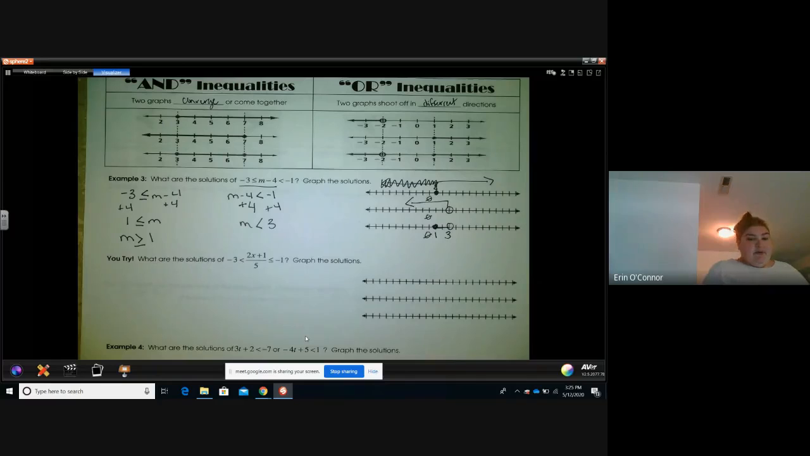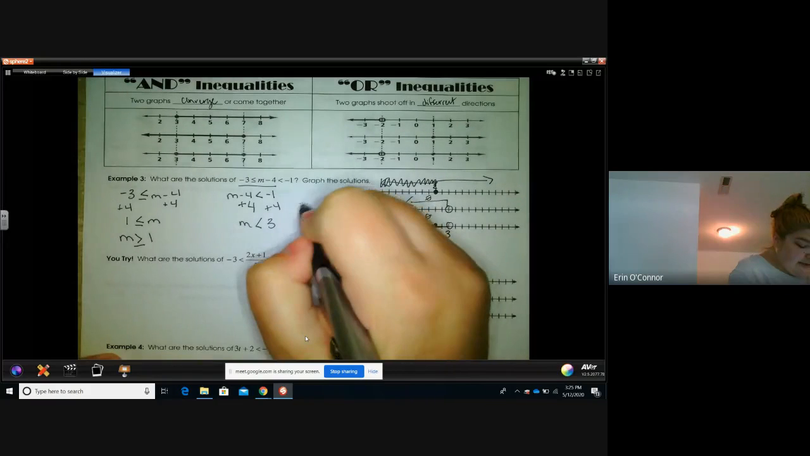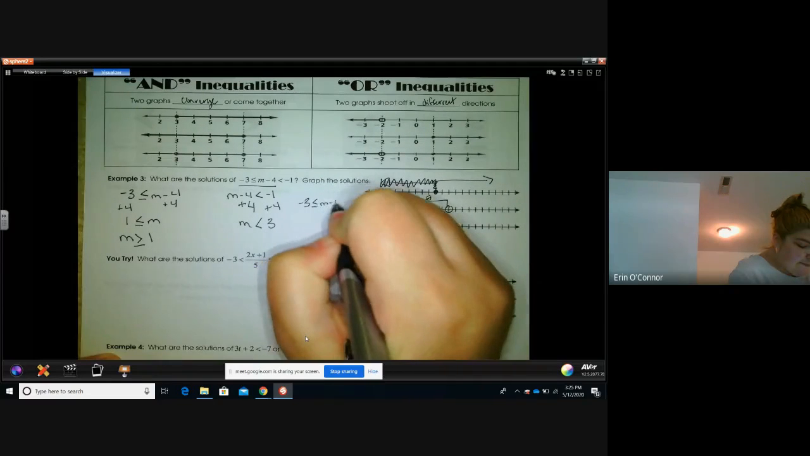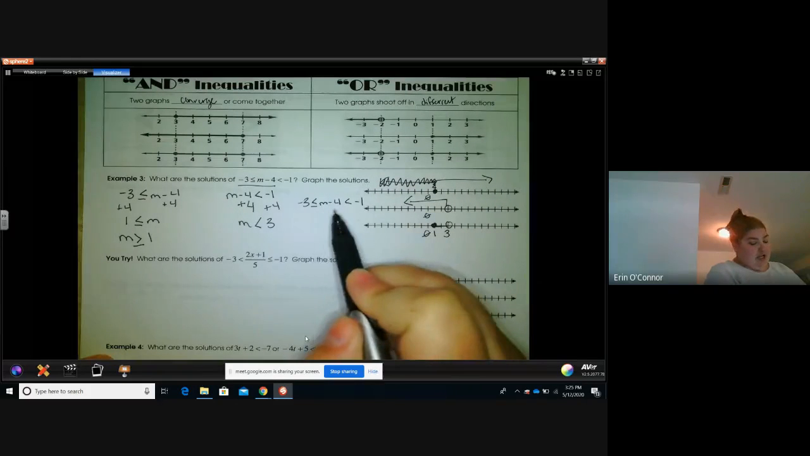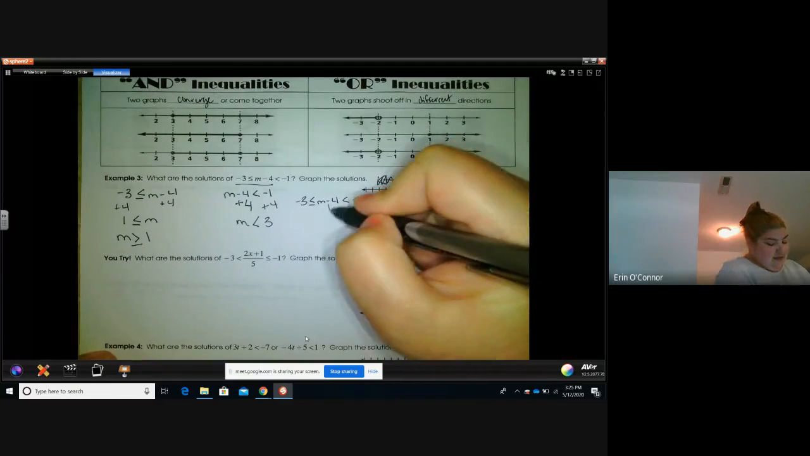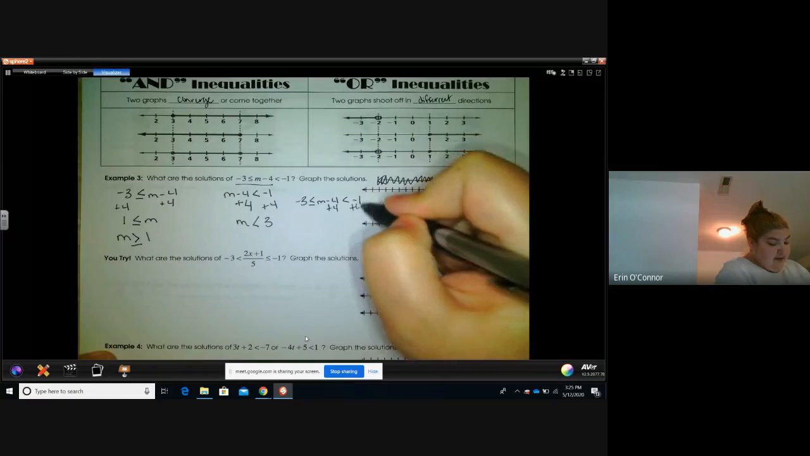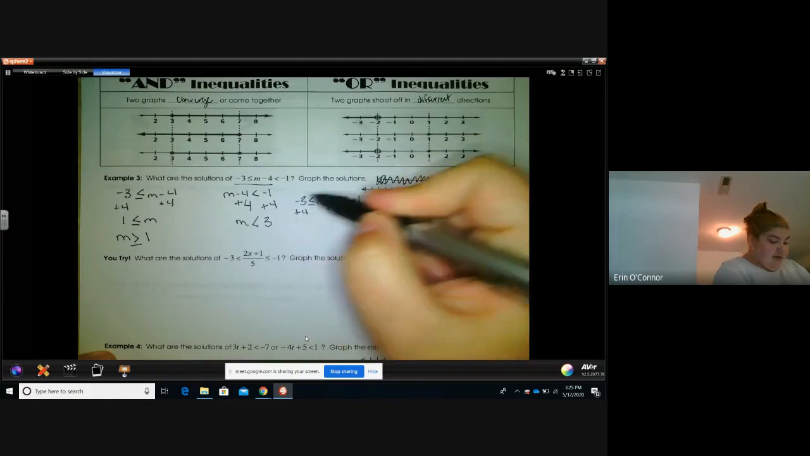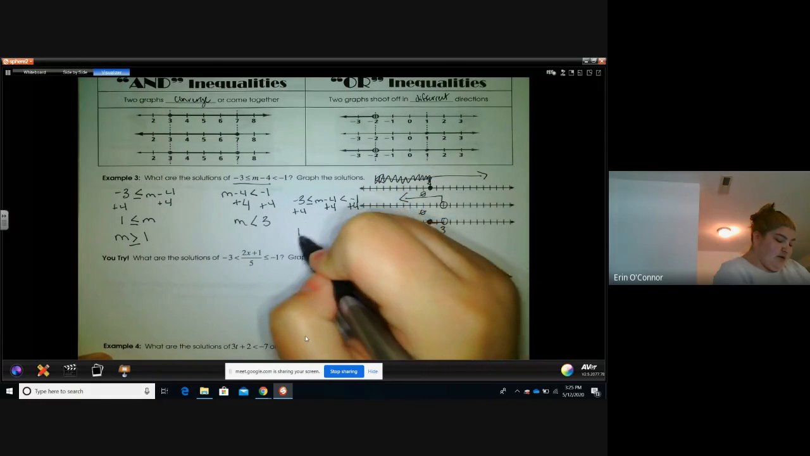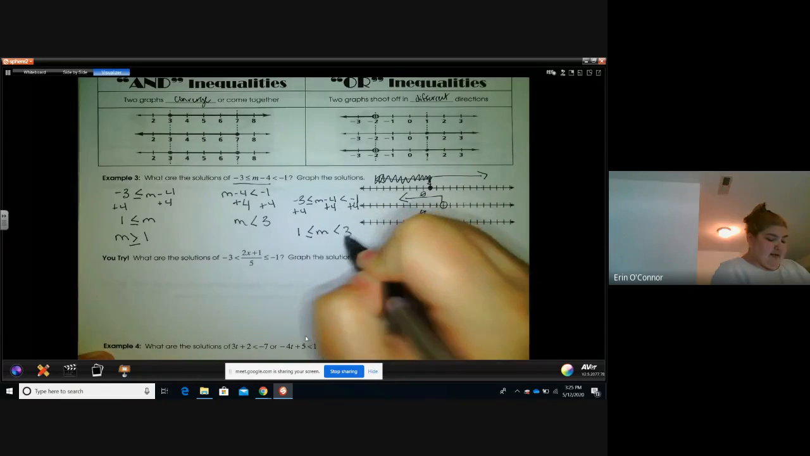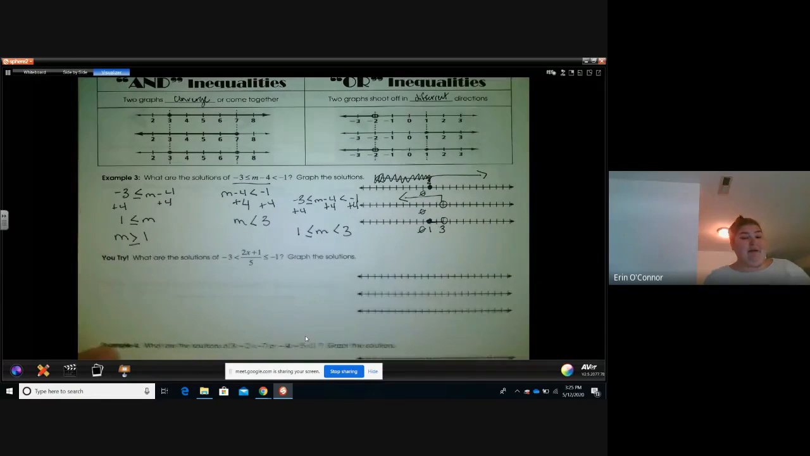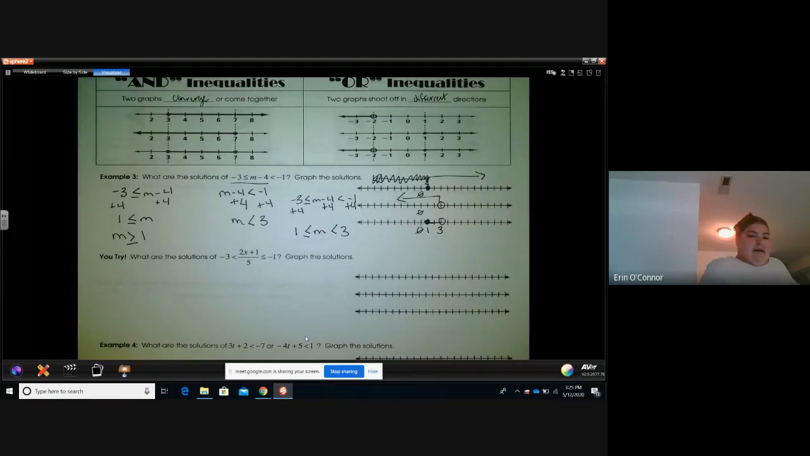Now something that you will see people do is they will take the whole thing, and whatever they do to the middle to change it, they're going to do to the sides. So if I add 4 here, I'm adding 4 here, I'm adding 4 here. Negative 3 plus 4 is 1. Negative 1 plus 4 is 3. So M is in between 1 and 3 and can be equal to 1, but not 3. And so you can do it that way too. It's up to you.